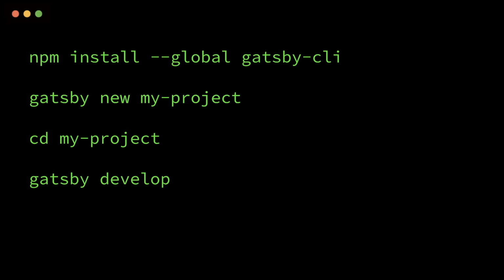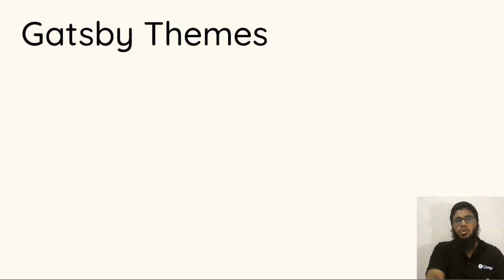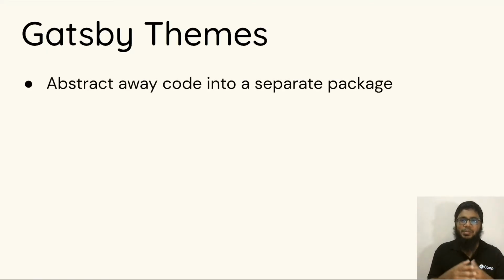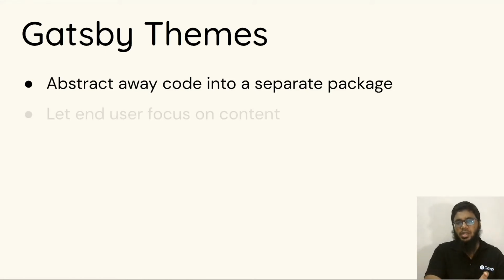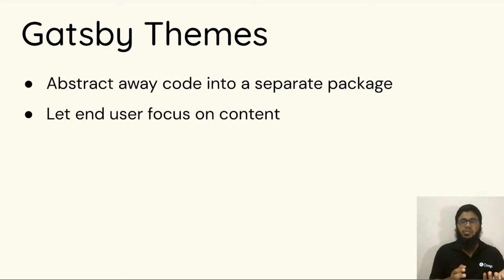I hope you realize how easy it is to get started with Gatsby. Now that we have talked about Gatsby, let's talk about a feature that Gatsby introduced late last year, which is Gatsby Themes. With Gatsby Themes, you abstract away the code into a separate NPM module, and you let the end user focus on content. For example, when you have markdown files of content, you can store it in the site folder, and the code for the template and functionality will be in a theme folder.